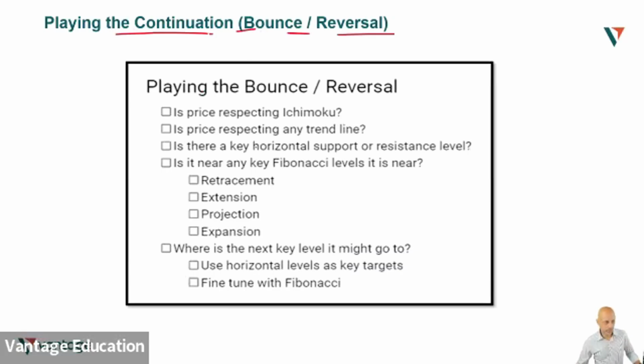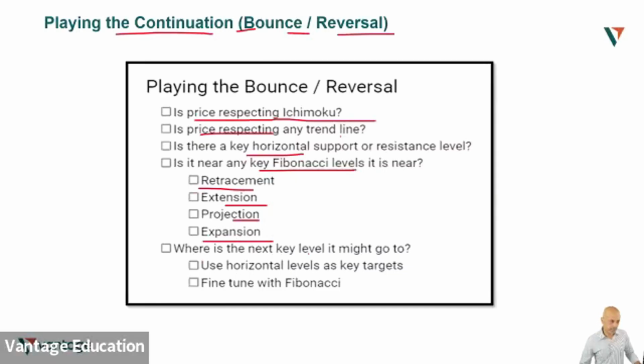Right, so these are some of the checklists to look out for. If we have included the Ichimoku cloud in our analysis, we're going to see if the price action is respecting the Ichimoku cloud. Is price action also respecting any trend line? Now remember, this can be an ascending trend line, descending trend line, upward channel, or downward channel. Are there any key horizontal support or resistance levels to be aware of? Are there any Fibonacci levels associated with those support and resistances? This can be retracements, extensions, projections, expansions.